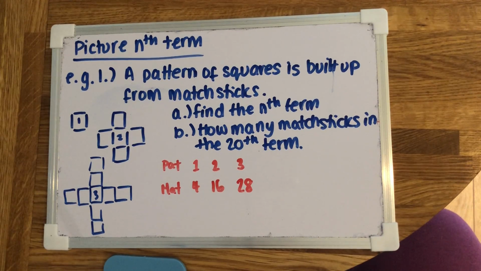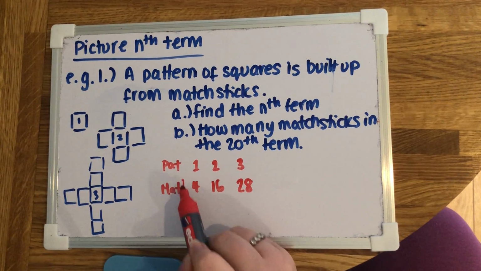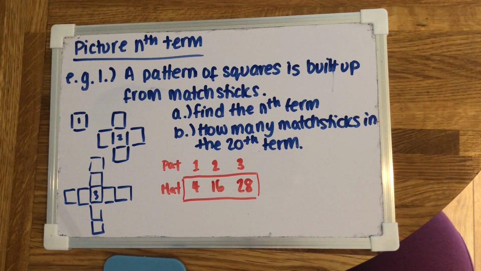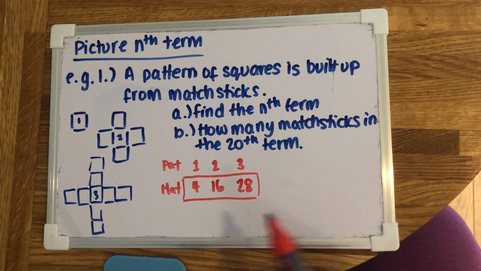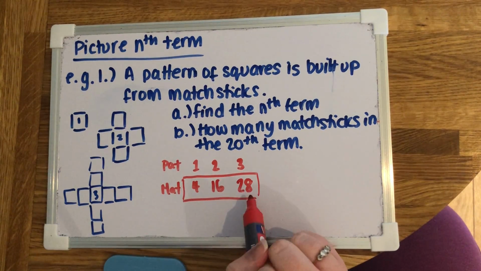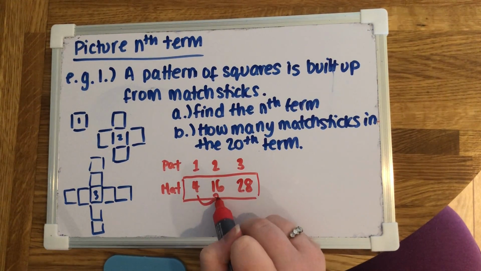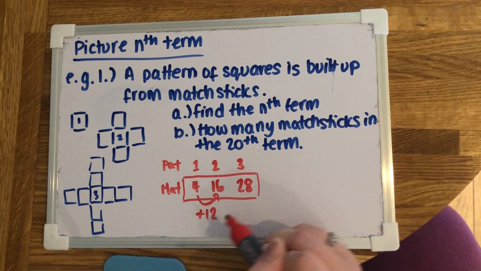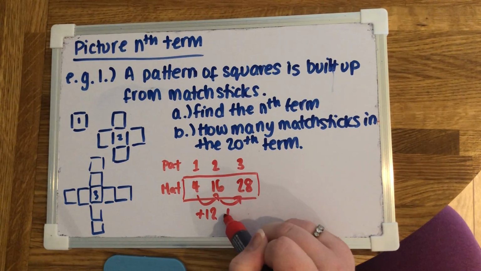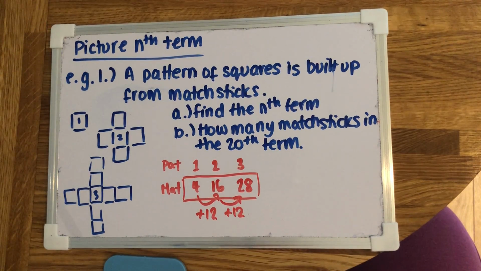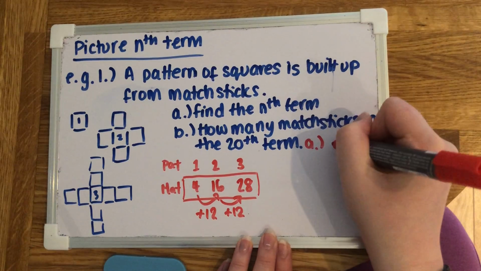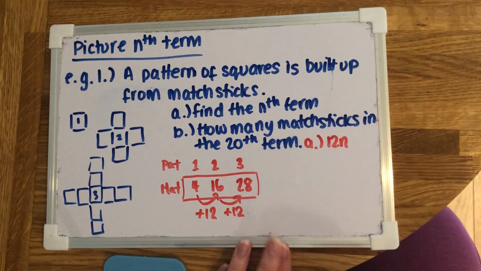Okay, so once we've done that, it's these numbers that we've just worked out by counting the matchsticks that we find the nth term of. So to do that, we work out what we're having to add on each time to get to the next number. To get from 4 to 16, we're having to add 12, and the same from 16 to 28. So for part A, it's going to be 12n.